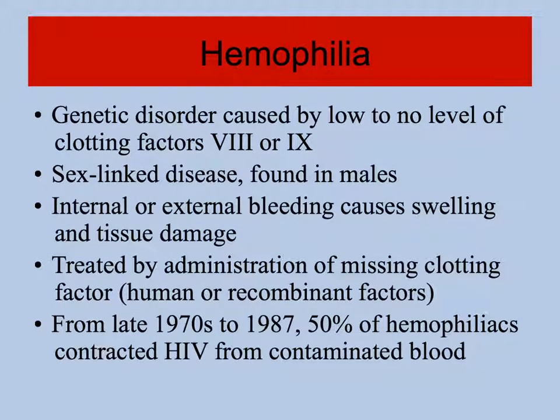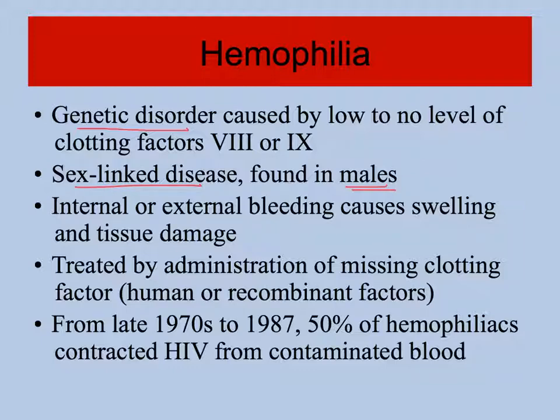Blood clotting, the common, probably very well-known disease of blood clotting is hemophilia. It is a genetic disease caused by low levels or no level of the clotting factors, primarily factor 8 or 9. Hemophilia is a sex-linked disease. Hopefully you remember this from biology, which means it is found primarily in males because it is carried by the X chromosome, and it is a recessive, so that for a woman to be a hemophiliac, she would have to be carrying both recessive alleles.